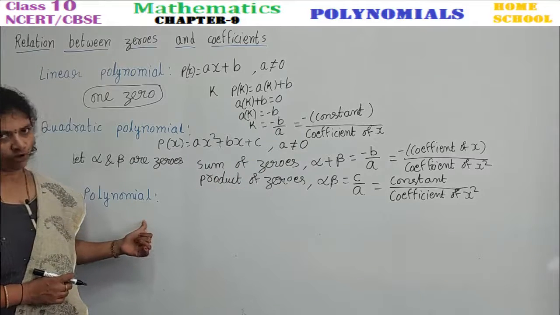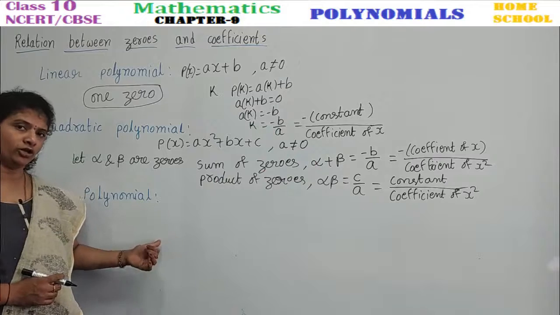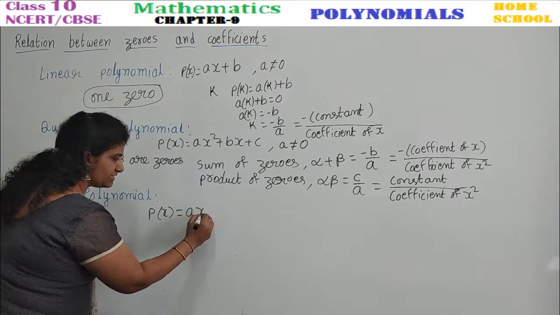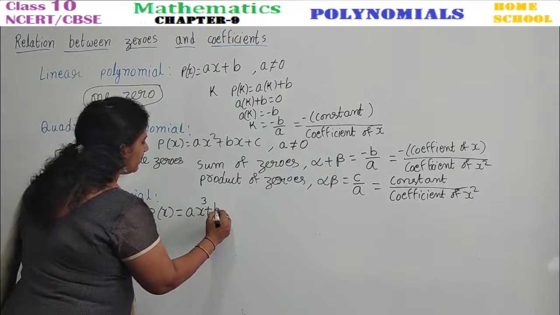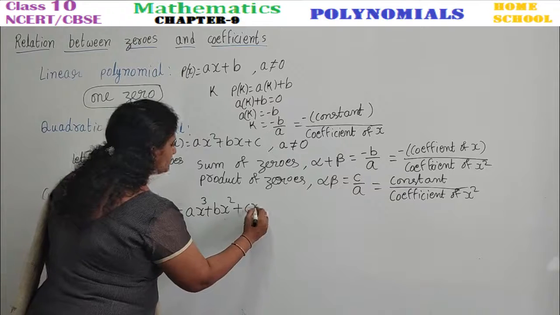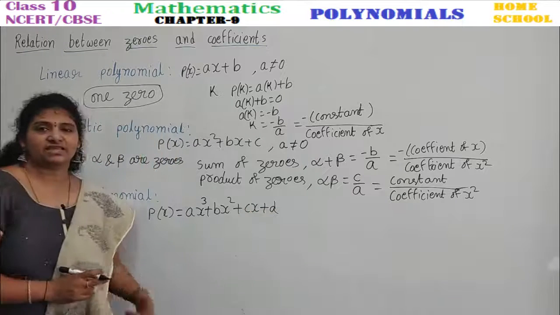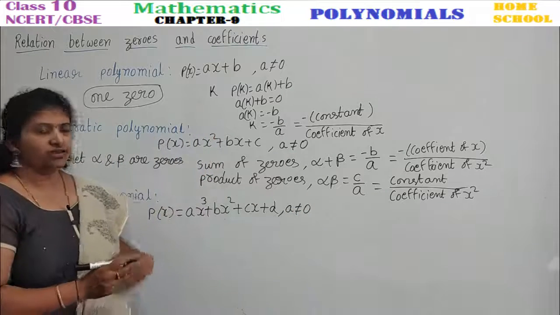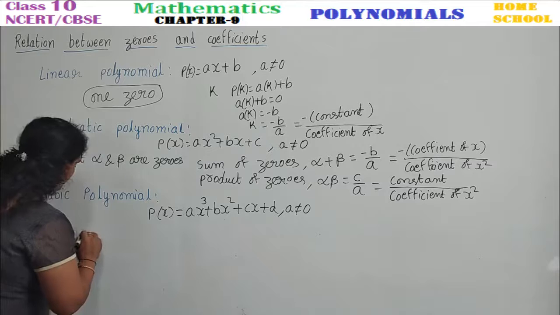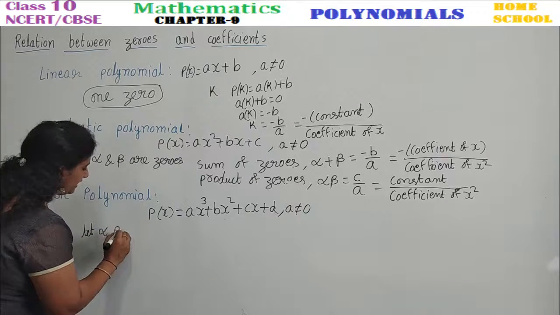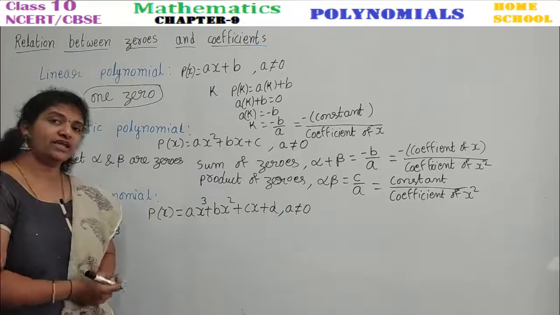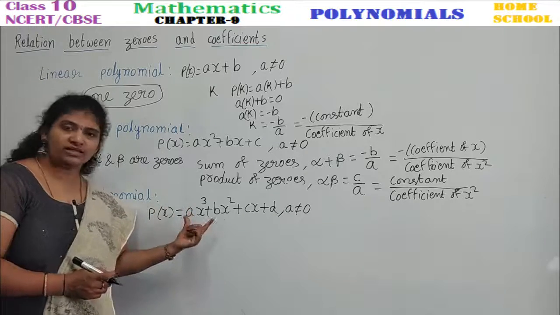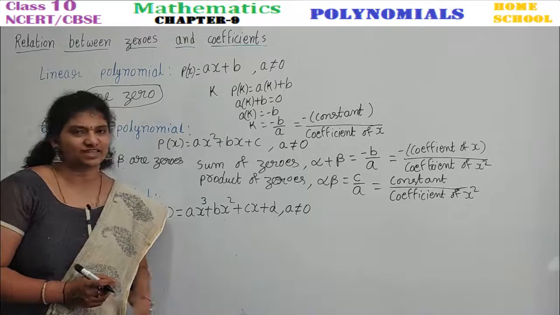Let us see about cubic polynomial. What is the standard form of a cubic polynomial? That will be p of x is equal to, highest degree is 3, ax cube plus bx square plus cx plus d, where a, b, c, d are real numbers and a cannot be equal to 0. Right, children? Now, let alpha, beta, here cubic polynomial, how many zeros will be there for this polynomial? Means those zeros, if we substitute in this polynomial, you are going to get the answer 0.